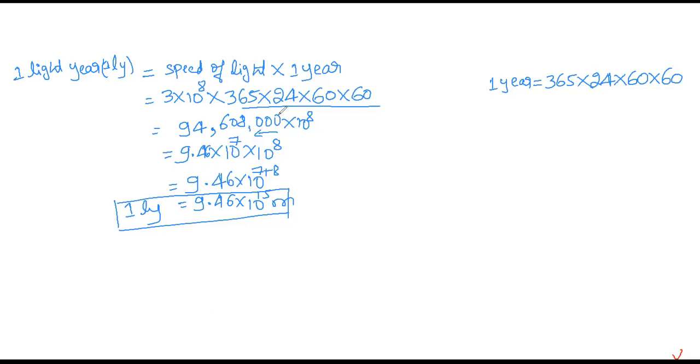On going multiplication we get 9460800. Shift left by 1, 2, 3, 4, 5, 6, 7. Therefore 9.46 into 10 to the power of 7. The 7 places we shifted, into 10 to the power of 8. If the bases are same, add the powers. 7 plus 8 is 15. Therefore, 9.46 into 10 to the power of 15 meter.